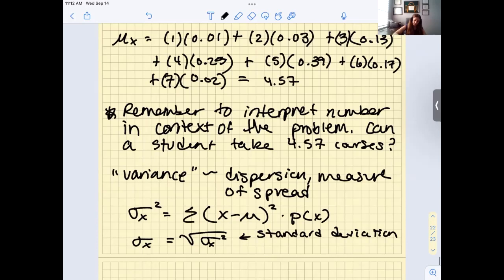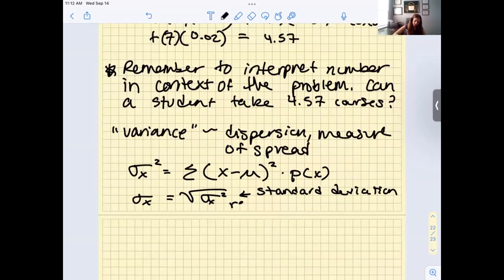So remember, this is the standard deviation, which is a representative deviation from the mean. Basically, on average, how far away is each number from the measure of center?